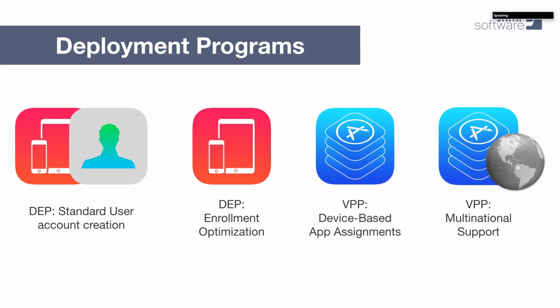There's some updates to the deployment programs on the Mac side as well. The three on the right we've already talked about for iOS with that kind of wait step for enrollment optimization, device-based VPP or device-based app assignments, and the multinational support for VPP. One feature that will be coming soon, which is the ability to have the Mac create just a standard user account during the DEP setup. This isn't supported yet, but it will be sometime in the near future. Currently, you can only get an admin account when you do a DEP setup of a Mac. Soon, you'll also be able to get a standard user too.